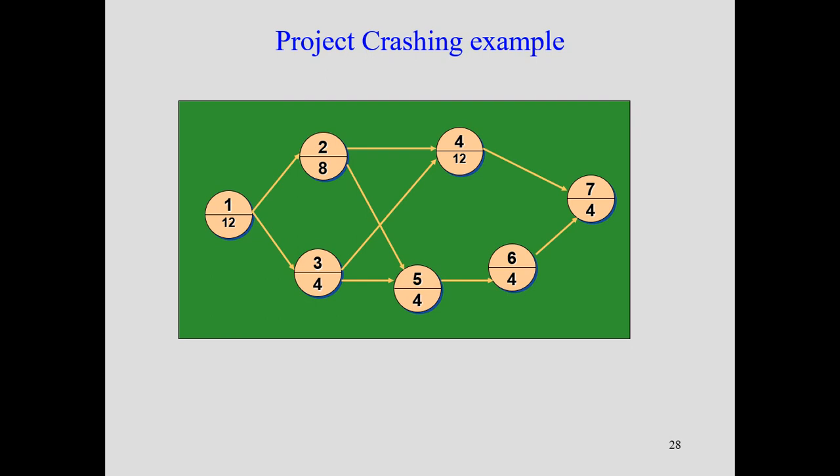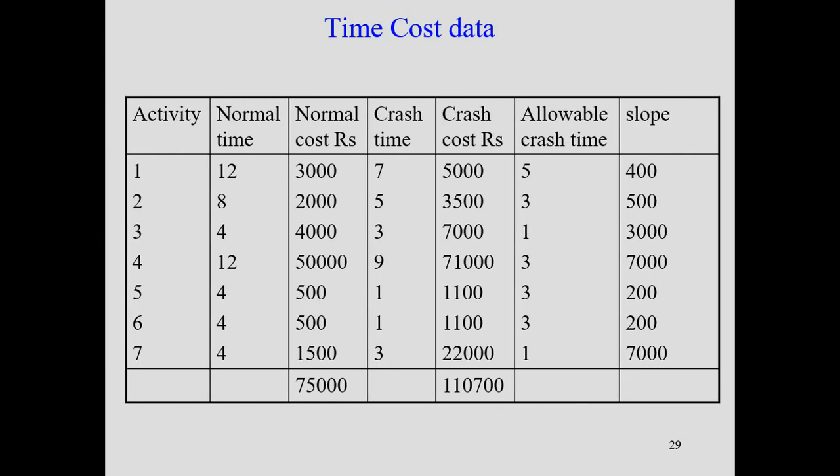So let us look at an example here. We have a particular project consisting of 7 different activities, and the AON network is already given. These are the different activities, and the normal time is given here, and this is the normal cost. The crash time is given, and the crash cost is also given here. And there is a crash limit. It is a restriction or constraint on the crash time here.